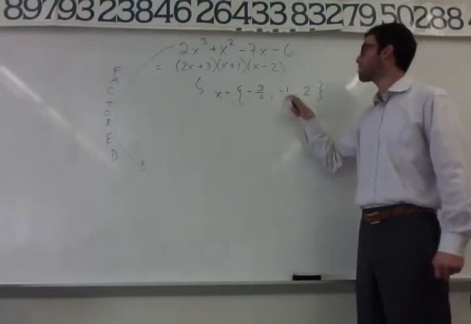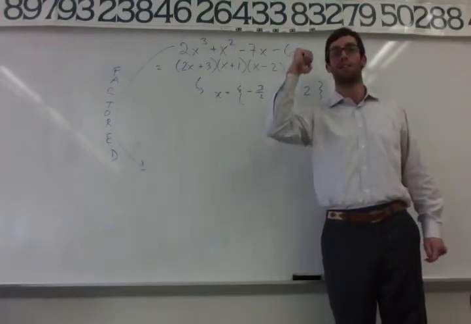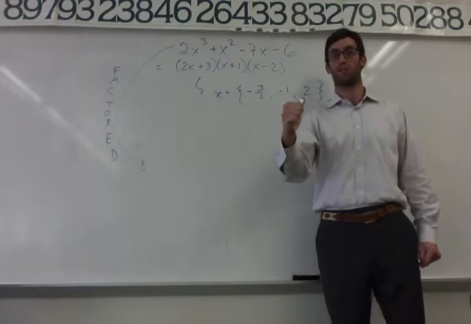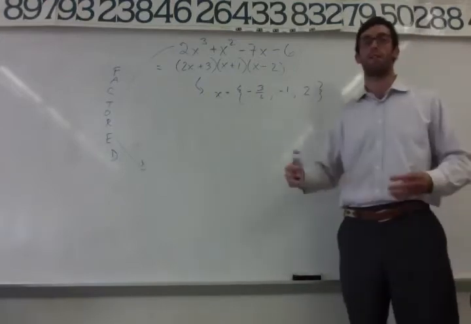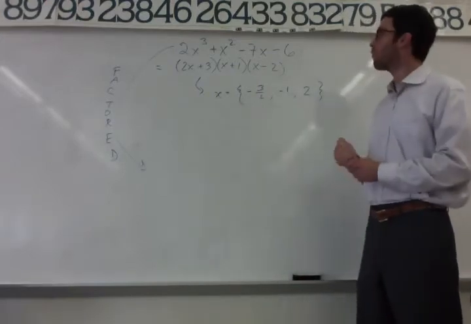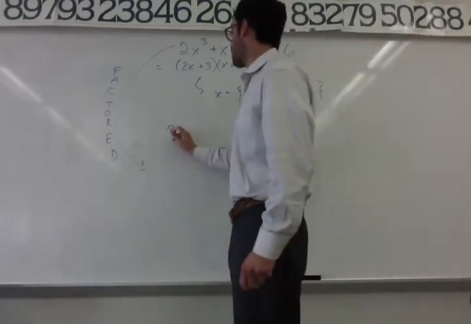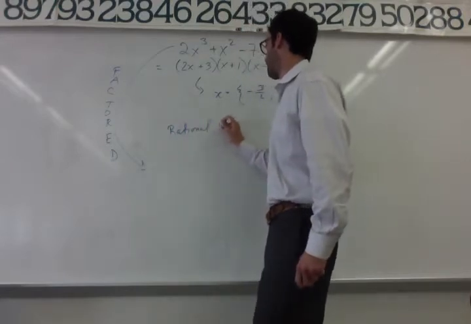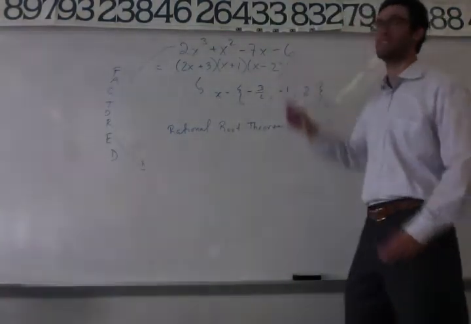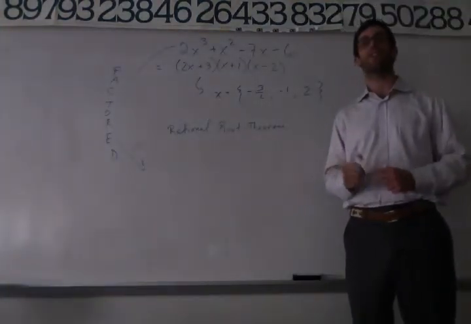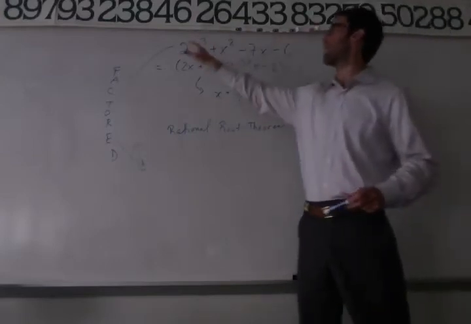The only possible rational roots, rational numbers, are numbers that can be expressed as the ratio of two integers. The ratio of two integers. Negative 3 over 2, 1 over 1, 2 over 1, etc. Okay, these are rational numbers. The only candidates for rational roots of a polynomial, this is the rational root theorem. The only possible roots are factors of the last number divided by factors of the first coefficient. I should say coefficient. Factors of the last coefficient divided by factors of the first coefficient.